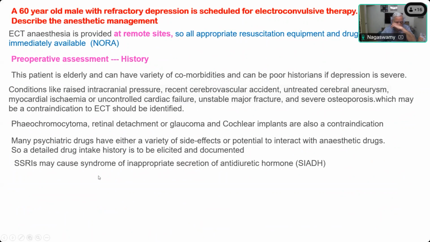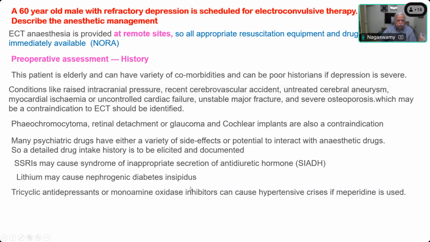And of all the drugs, you need not mention the names and varieties of each and every drug, but you can just simply mention drugs like SSRIs, they can cause SIADH, or lithium can cause nephrogenic diabetes insipidus, and tricyclic antidepressants or MAO inhibitors may have hypertensive crisis if pethidine is used. And so these main drugs which have their interaction or the side effects, that alone can be mentioned and we can stop there.